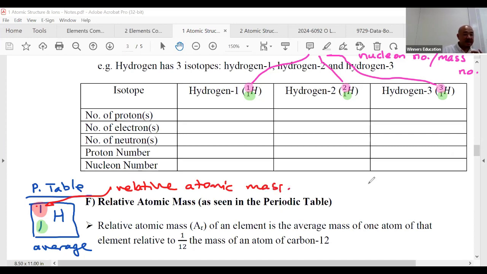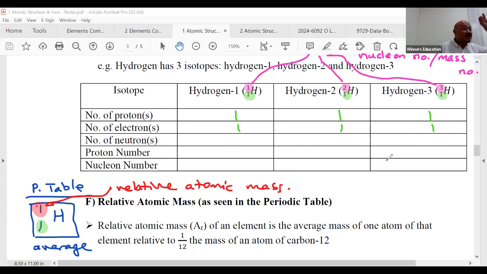Everyone okay? It's like an average value. Make sense? Okay, so let me write out the three different ones. So here we go. Number of protons, all of them must be 1. Number of electrons must also be 1, because they are all atoms, they are electrically neutral.